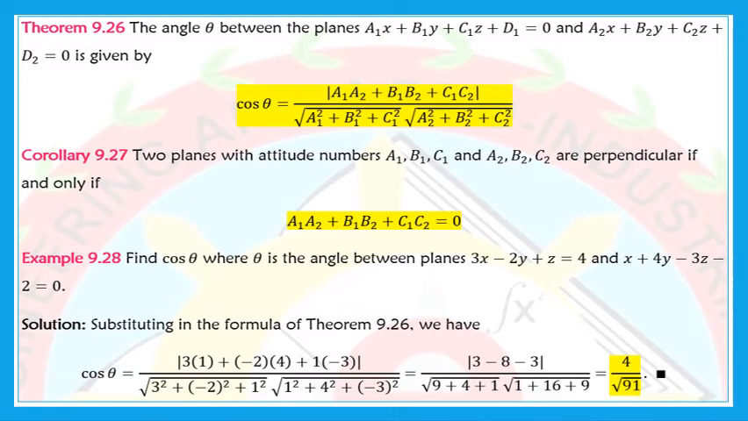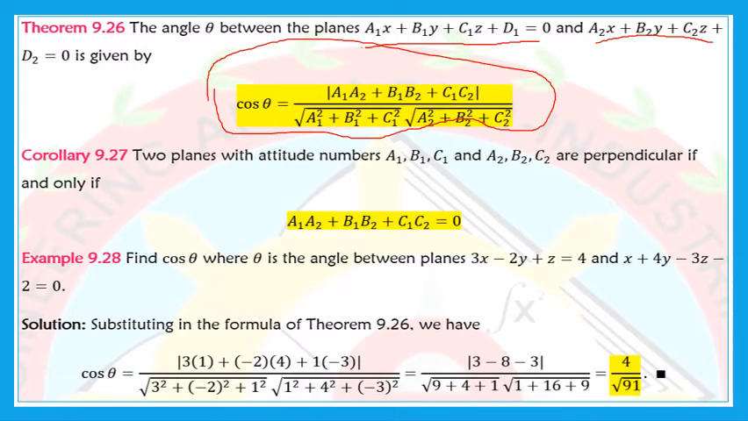The angle theta between the planes A sub 1 x plus B sub 1 y plus C sub 1 z plus D sub 1 equals to 0, and A sub 2 x plus B sub 2 y plus C sub 2 z plus D sub 2 equals to 0 is given by this formula. Okay, so ito yung angle theta between the planes. Cosine theta equals the absolute value of A sub 1 times A sub 2 plus B sub 1 times B sub 2 plus C sub 1 times C sub 2, over the square root of A sub 1 squared plus B sub 1 squared plus C sub 1 squared, multiplied with the square root of A sub 2 squared plus B sub 2 squared plus C sub 2 squared.